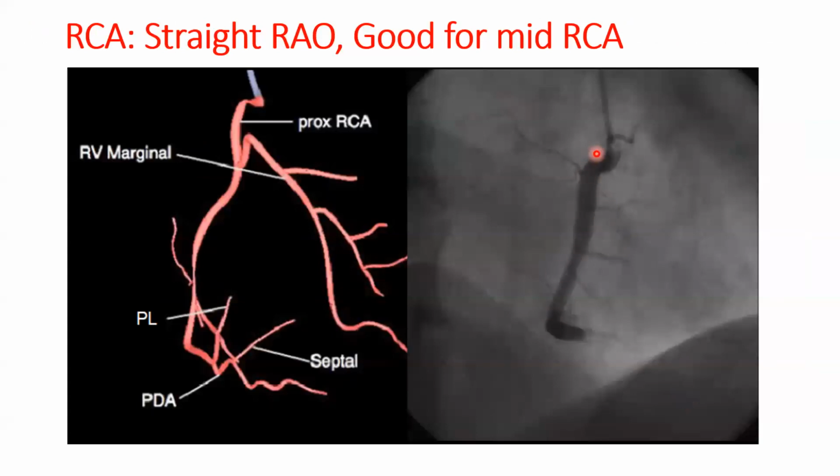We can see the RCA as L-shaped, where we can comment on the proximal, mid, and up to the distal bifurcation. We can comment on the RCA comfortably in this view, but we cannot comment on the distal part, the PLB or PDA, from this RCA view.